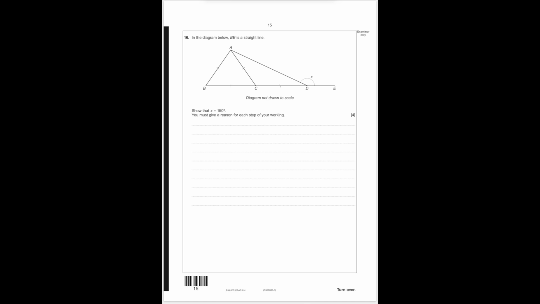Question 16. In the diagram below, BE is a straight line. So this whole line is a straight line. Show that x equals 150 degrees. So we're trying to show that this angle here is 150 degrees. You must give a reason for each step of your working. So every time I think of an angle fact that I'm going to use to help me solve this problem, I'm going to write that angle fact down. Okay, so let's see what we know.